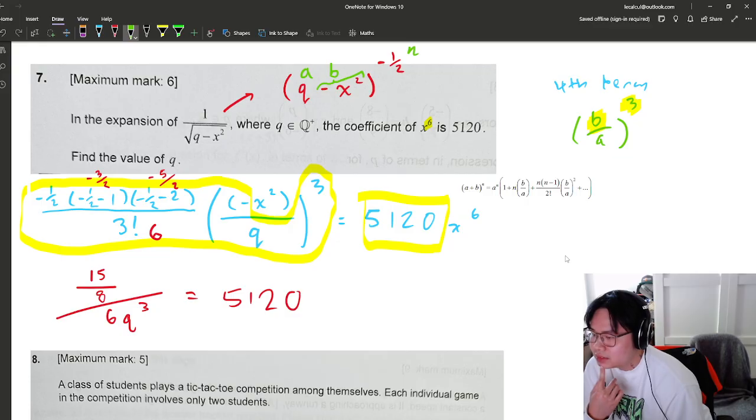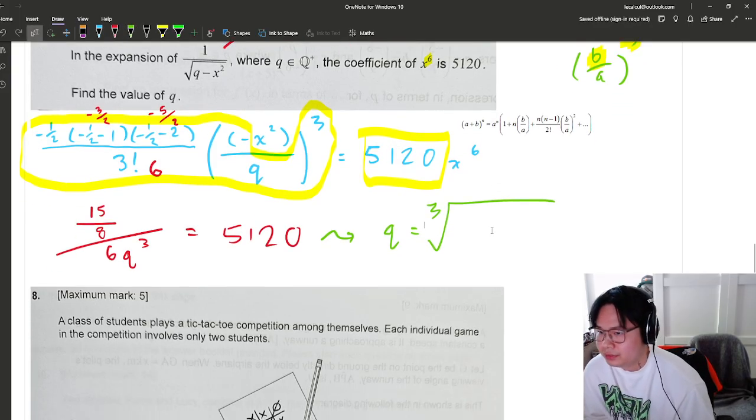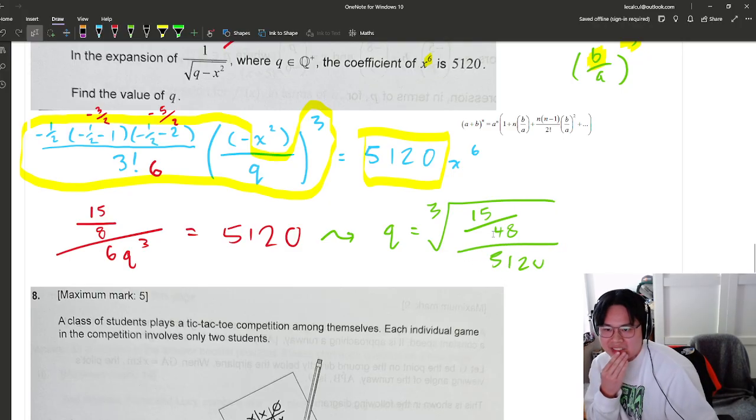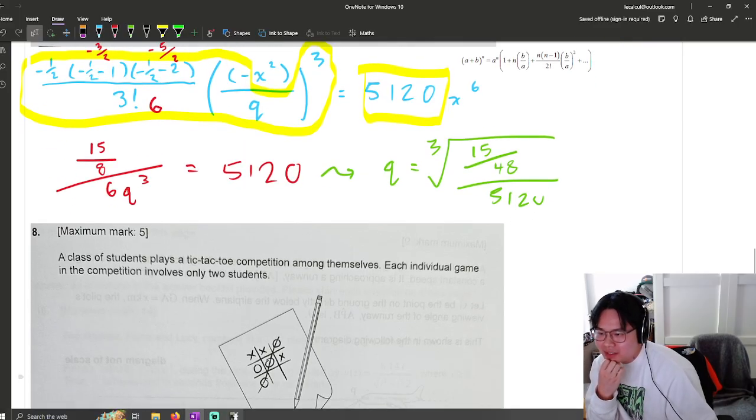Okay. So q is the cube root of 15 over 48 over 5,120. Something like this? Sure. I'll go with it.